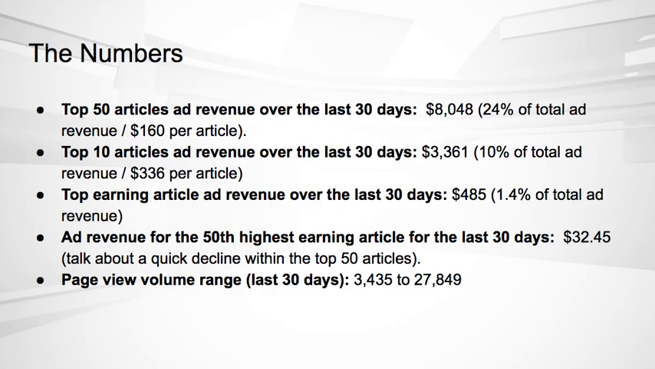Just to put this in context, the page view volume range for all of these top 50 articles is anywhere from 3,435 to 27,849. So my highest page view article on this site, which gets approximately 1 million visitors per month, is 27,849. That's not a lot. And of course that makes sense because the highest revenue article isn't that high either. So you could definitely see that my going after low search volume keywords is in play here.